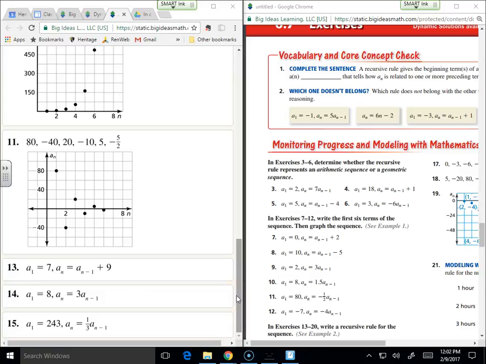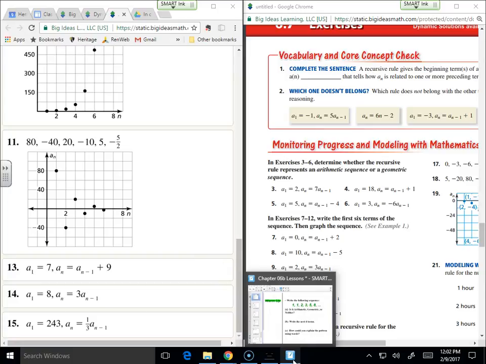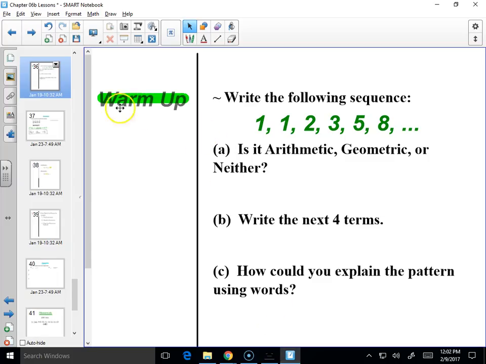So we're going to look at a couple more examples like the 13 through 15. And then we're going to learn one more idea. But first of all, okay?